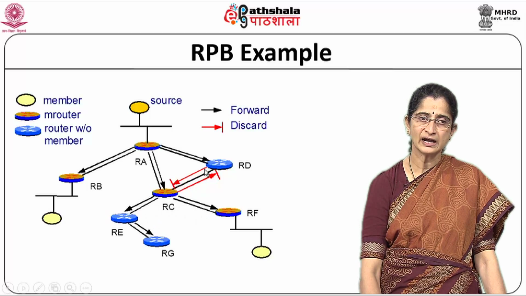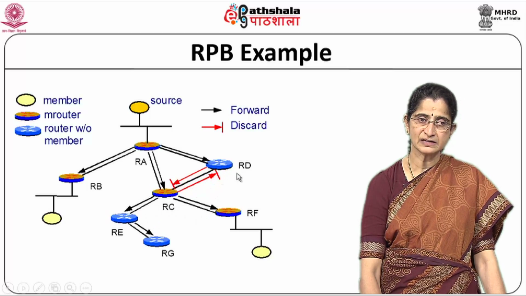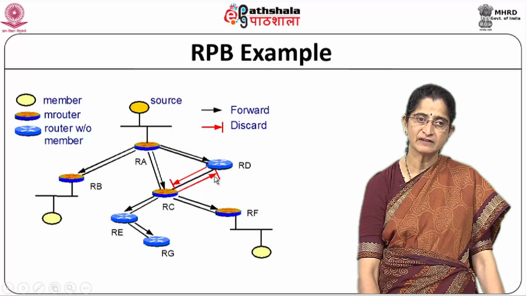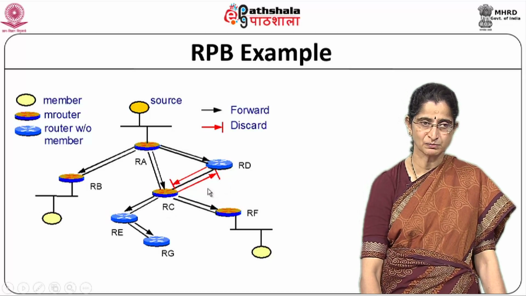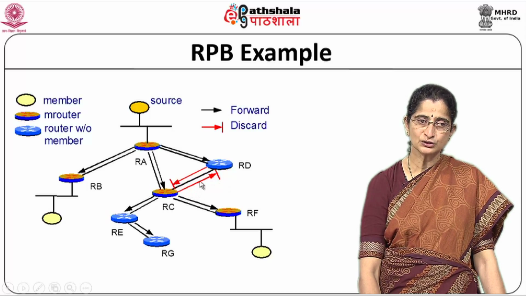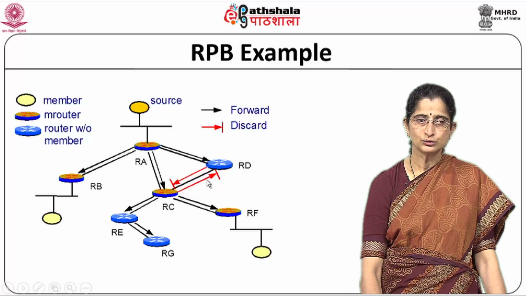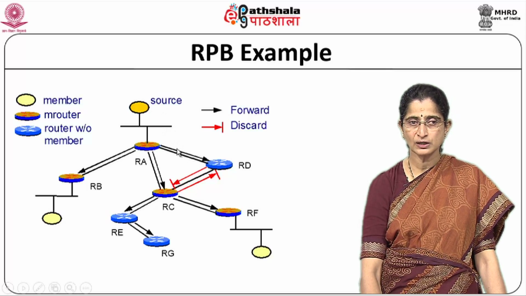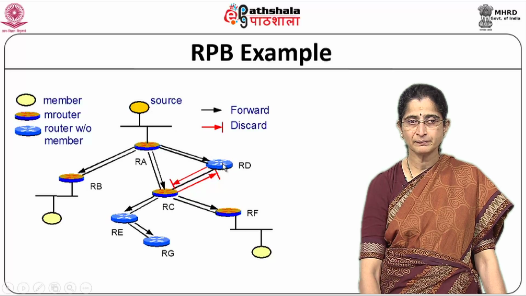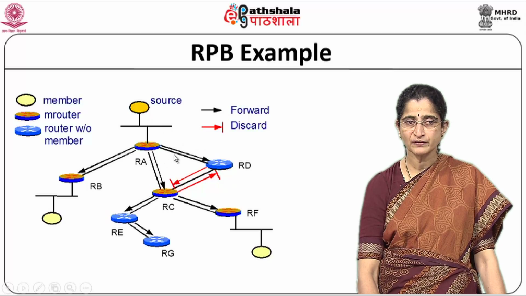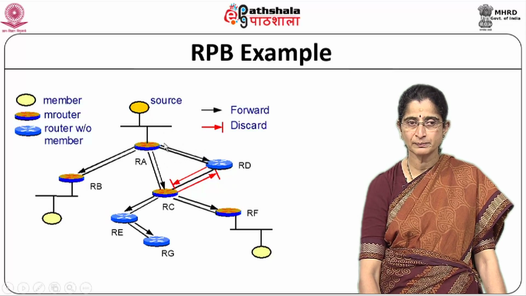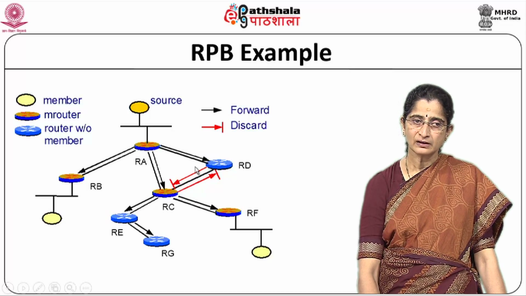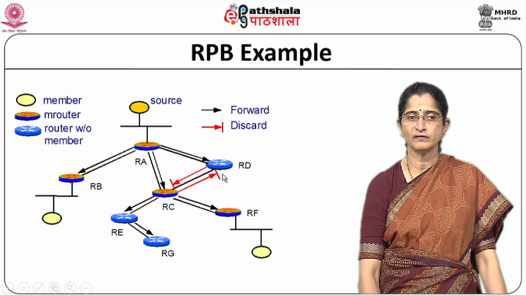that is towards RE, RD and RF. But when RD receives this packet from RC, it will discard that packet. Why will it discard the packet? That is because this packet is not coming on an interface through which a packet meant for the source would actually come from. So, let us say RA is the shortest path from RD to the source. So, RA is on that path. So, if I receive something from RA, I will take it. The packet that comes from RA is taken and forwarded, whereas the packet from RC will not be forwarded, it will be discarded.